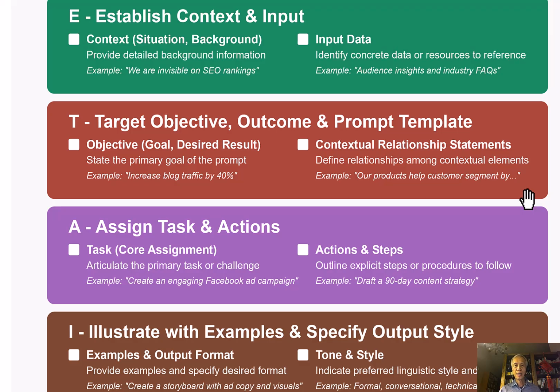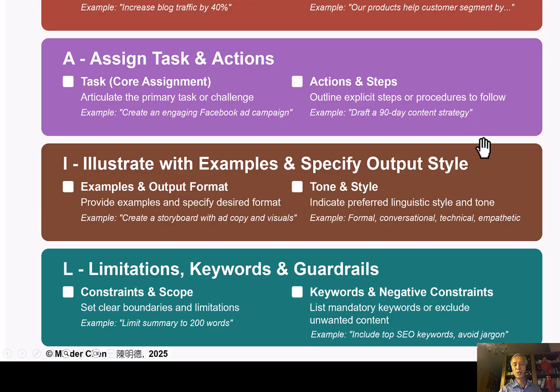Task: we usually consider the task first and then the action or steps to take. And give examples, few-shot learning, which we mentioned. Specify the output style. And last, in this DETAIL framework, L: limitation. Provide some commonly used keywords that you think the large language model will understand, and any guardrails to safeguard the output so you don't generate something which may be considered harmful.